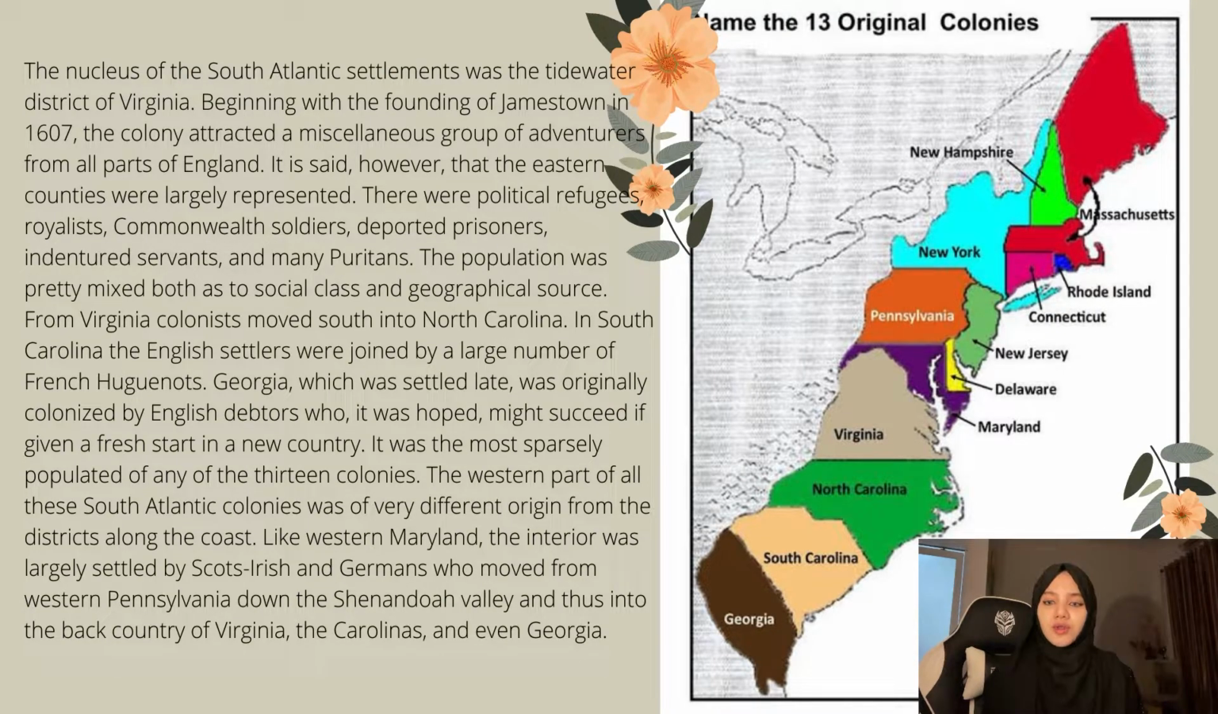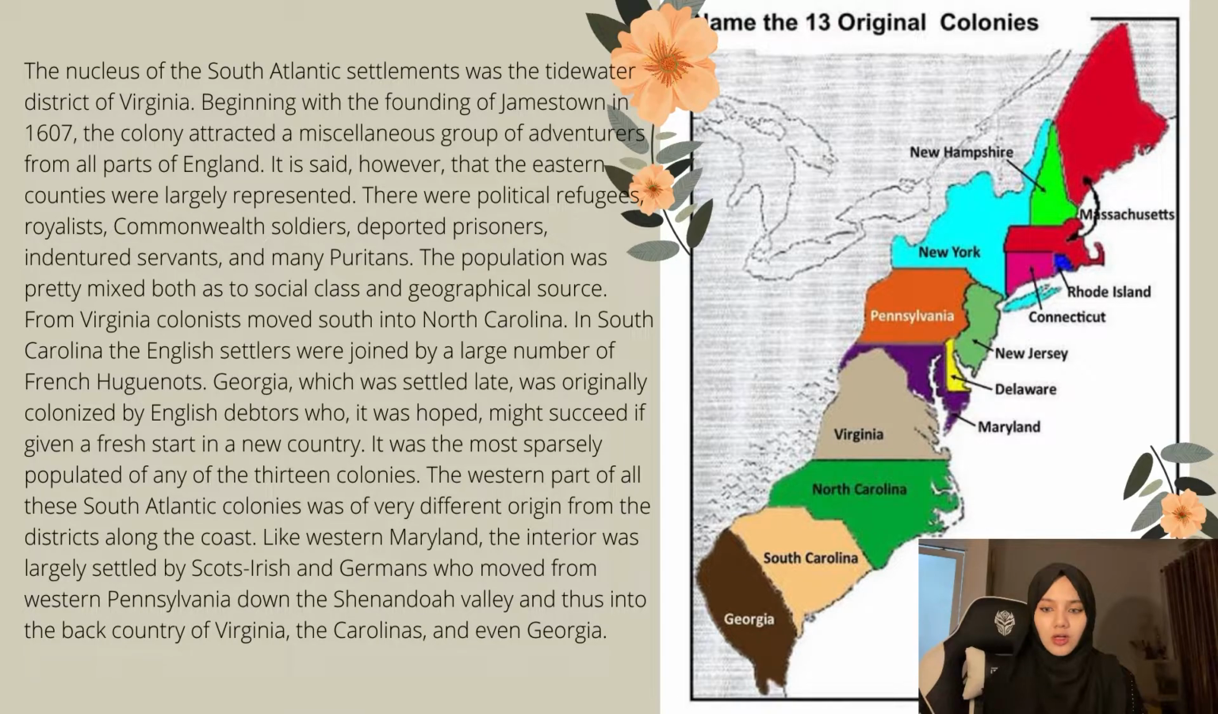The nucleus of the South Atlantic settlements was the Tidewater District of Virginia. Beginning with the founding of Jamestown in 1607, the colony attracted a miscellaneous group of adventurers from all parts of England. It is said, however, that the eastern counties were largely represented. There were political refugees, royalists, Commonwealth soldiers, deported prisoners, indentured servants, and many Puritans. The population was pretty mixed both as to social class and geographical source.